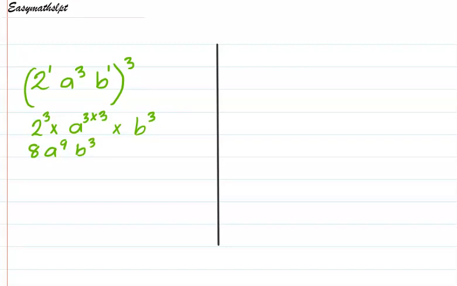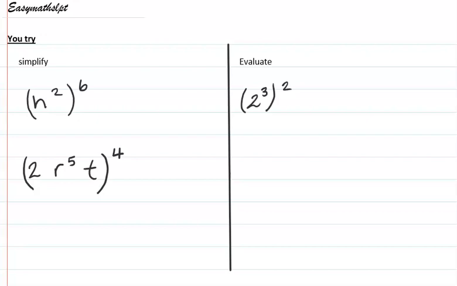Now, you have a go, and then we'll do them together. Pause the video. Welcome back. Simplify h squared to the 6th power. Using the rule, I know that I need to multiply my powers. So this is going to be h to the 2 multiplied by 6, which is h to the 12th power.